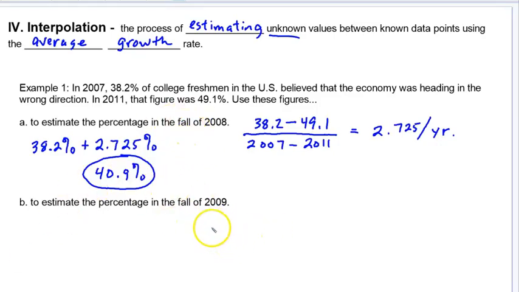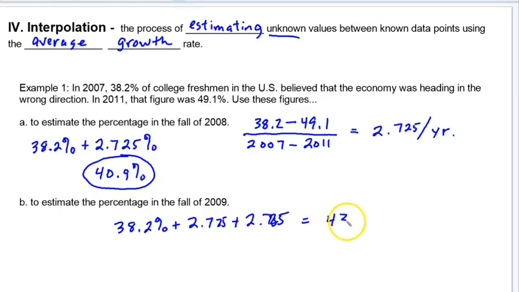All right, we'll do another example. What about in the fall of 2009? Well, pretty simple. We just, again, take our 2007 and we're going to add 2 of those. Or if you want to do this number times 2, that's okay as well. And after you've added those together, you'll have your result, which is 43.7%. And again, that's an estimate based on where we know that 38.2% was an actual number, but we aren't given any information about 2009.